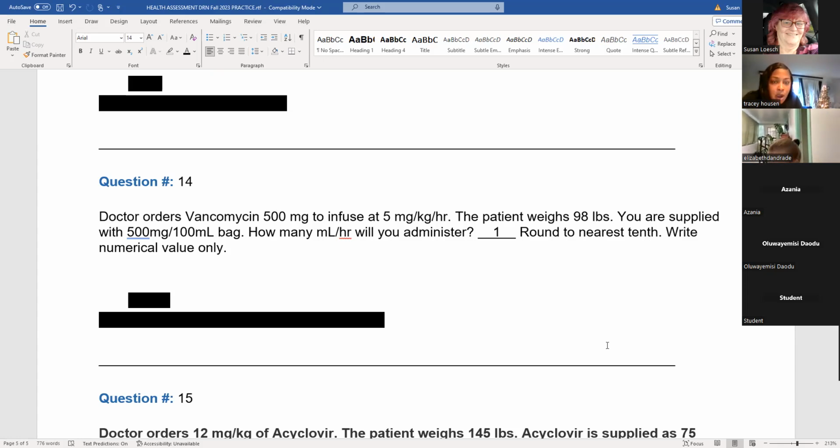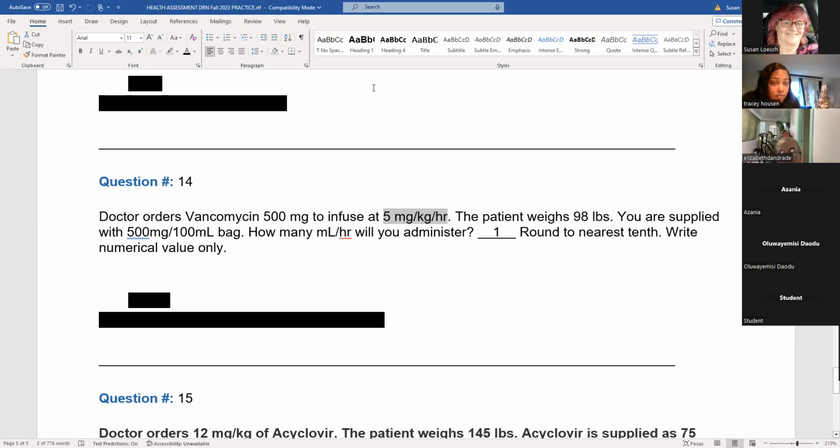So the things you need to solve this problem are the patient's weight, which is what? 98 pounds. The ordered dose, which is what? The actual ordered dose here is what you have per kilogram per hour. So your ordered dose is 5 milligrams per kilogram per hour. And your supply on hand is 500 milligrams per 100 mL.